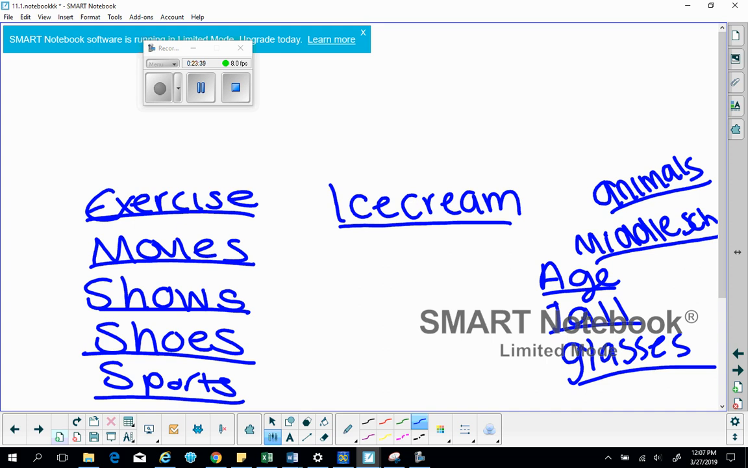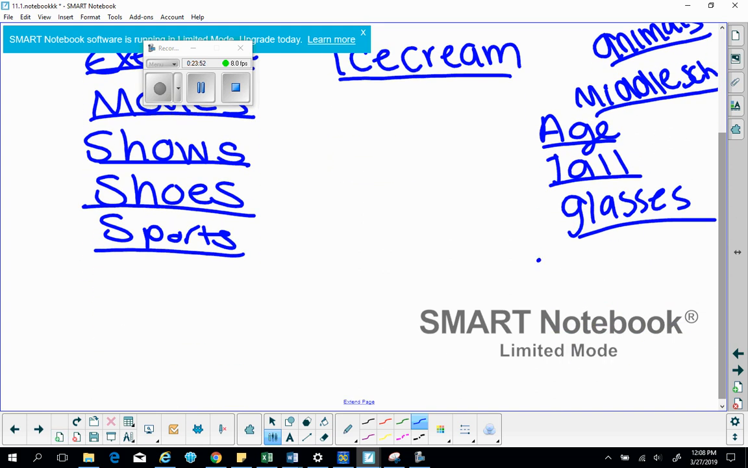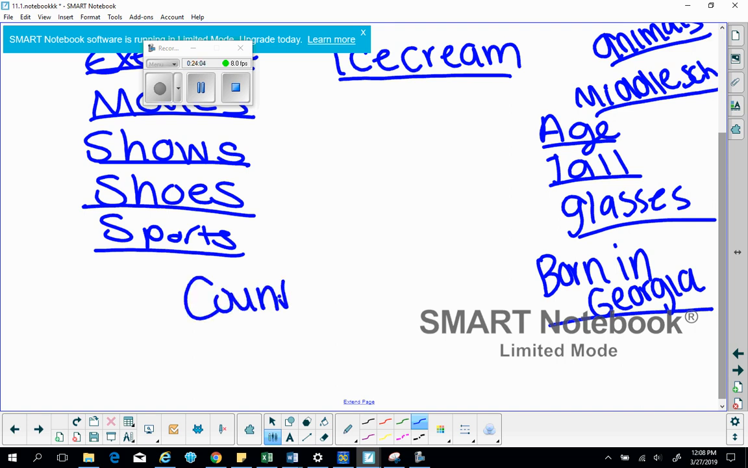What's another one? Where you from? East Coast or West Coast? Born in Georgia or not born in Georgia? What block you from? Everybody's not here. Well, we're just doing our class. So born in Georgia or not born in Georgia? If you've ever been to a different country. I've been to Jamaica.